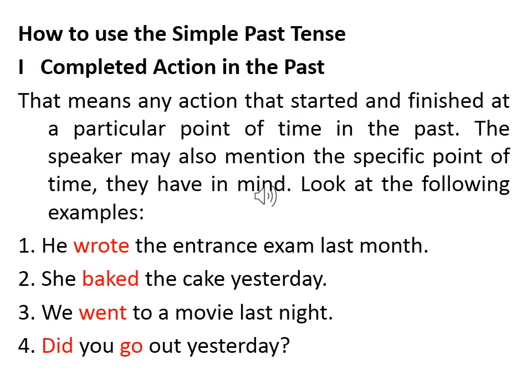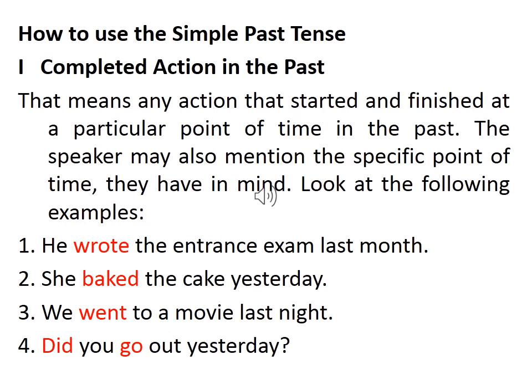Now, let's talk about the uses of the simple past tense. The first most common use is to talk about a completed action in the past. That means any action that started and finished at a particular point of time in the past. The speaker may also mention the specific point of time they have in mind. Well, let's look at the following examples.